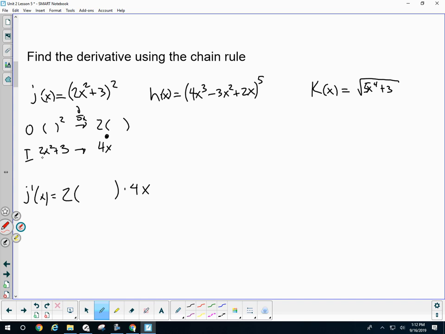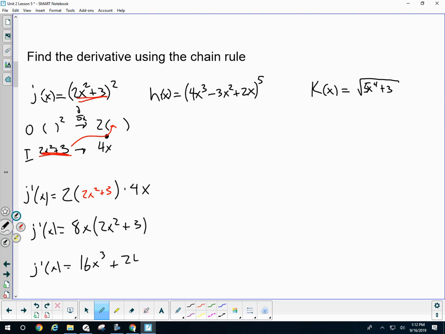Don't leave just blank stuff. It's whatever started out in the outside. So the 2x squared plus 3 started in the square. The 2x squared plus 3 ends up back in here. 2x squared plus 3 will go in there. I will show you how this is the exact same derivative as what I got before, just by simplifying the 4x times the 2 and then distributing the 8x. 16x cubed plus 24x. The exact same as what I got above distributing.